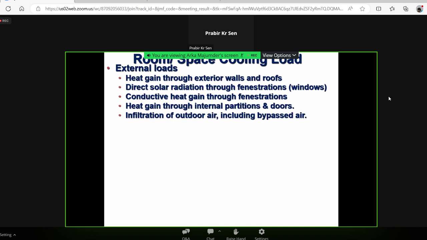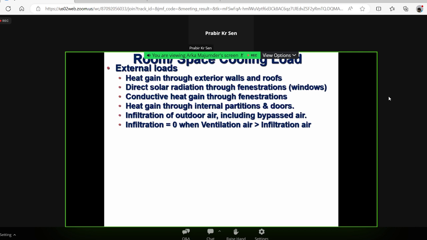Infiltration of outdoor air, including bypassed air. If some air leaks inside the room, which normally will not, as we discussed, our basic intention is to make the room positive pressure. Then outside air will never enter the room, so infiltration will be zero. Infiltration is zero when ventilation air is more than the infiltration air. That means the room is under positive pressure.